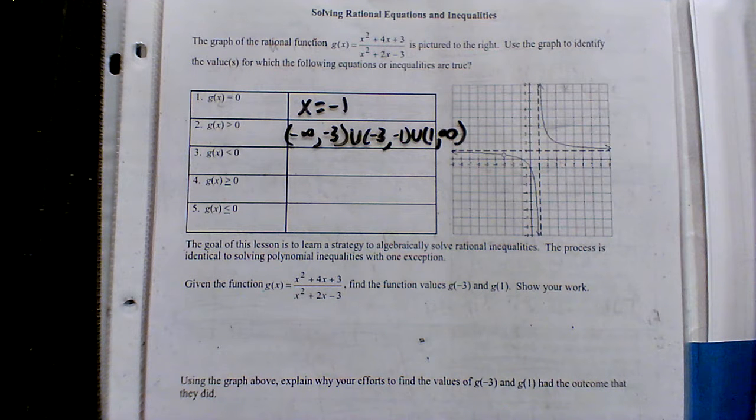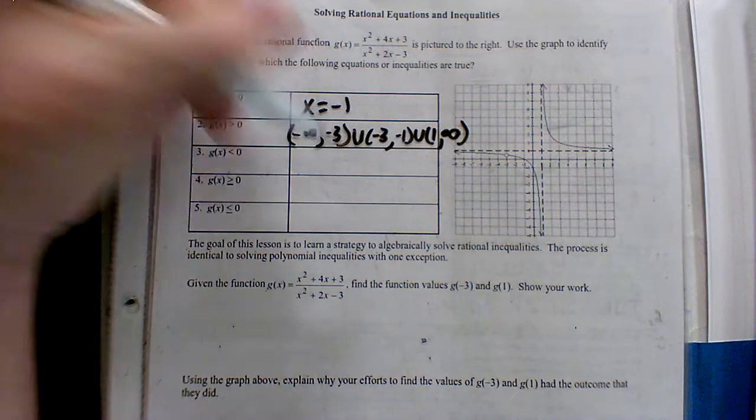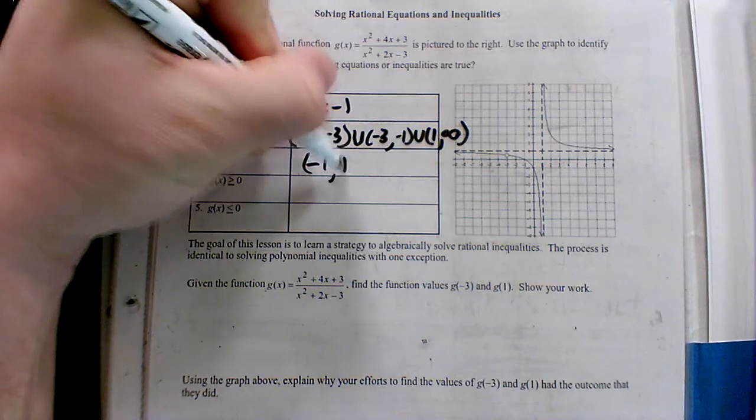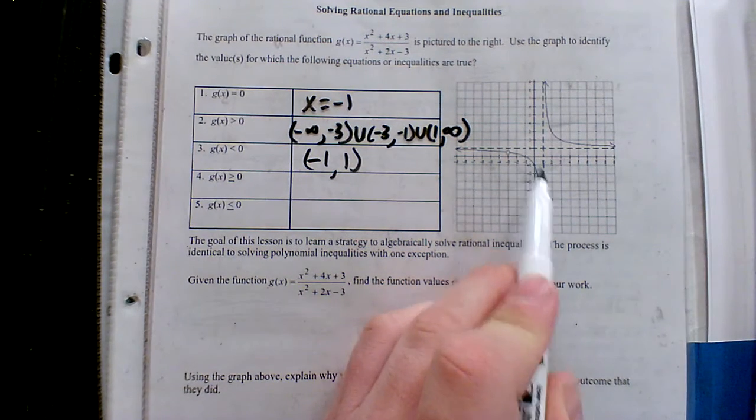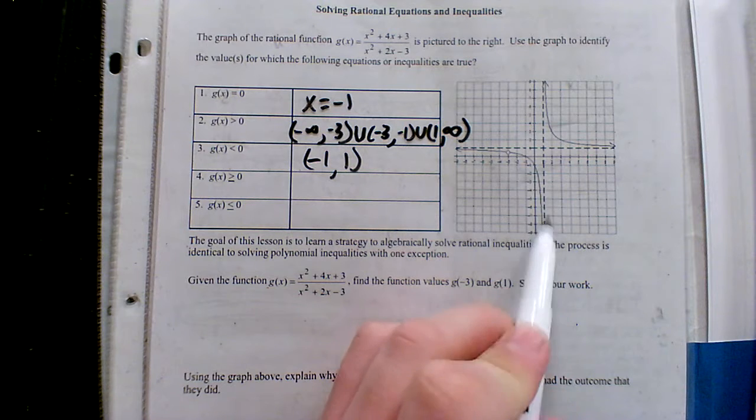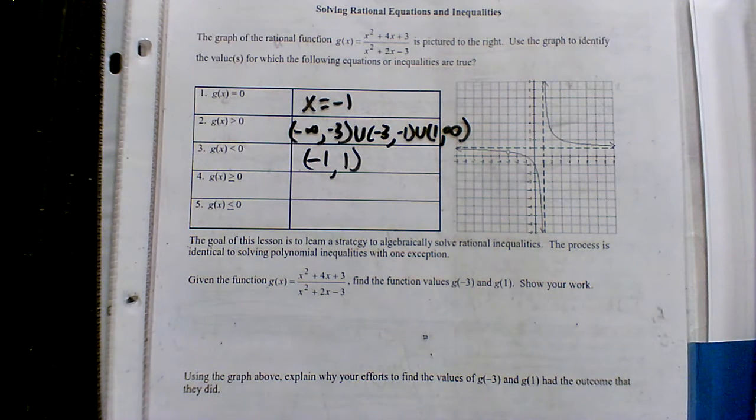Okay, let's look and see where g of x is less than 0. From where to where is it less than 0? Very good. -1 to 1. That is the only place on your graph. If you look from -1 to 1, there's this asymptote there. It's all below 0. There's nowhere else.